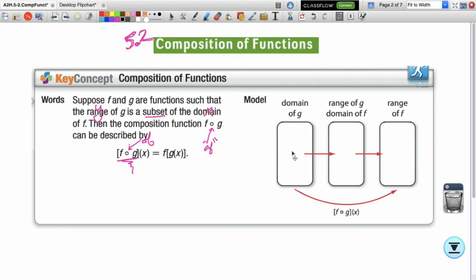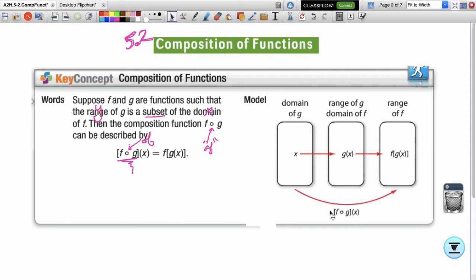So if we take our domain of g, we're going to plug in the x. That's going to give us g of x, right? When we solve this, we're going to get the range of g. Then, in order for it to be a composition of functions, that answer has to be in the domain of f. So that means we're going to have to plug that in as our x values into the f function. And that is how it's the same thing as this.